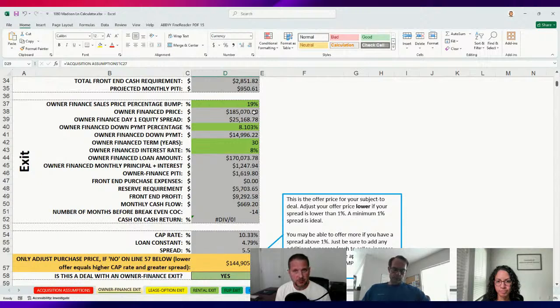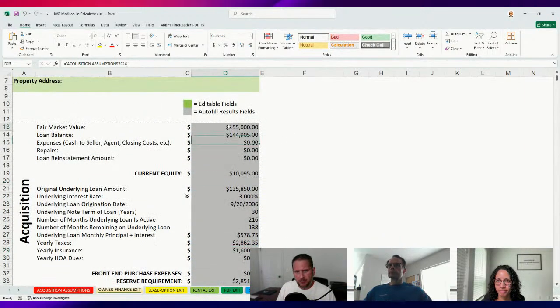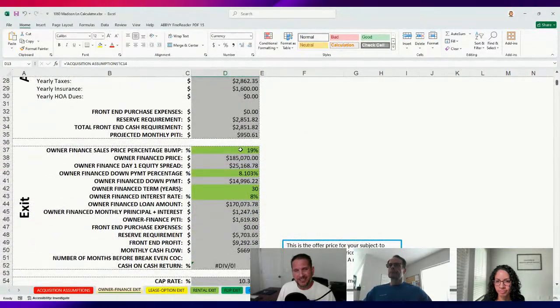to a reasonable number. It can't be anything outrageous, over and above what the neighborhood would support. But we do get to build in our own cushion, our own bit of equity into this deal. Whether that's perceived or real is in the eye of the beholder. But we are able to do that. So that's what I did here. I took the fair market value here of $155,000. I bumped it up 19%, and I come up with an owner finance sales price of $185,000, up basically $185K. All right.